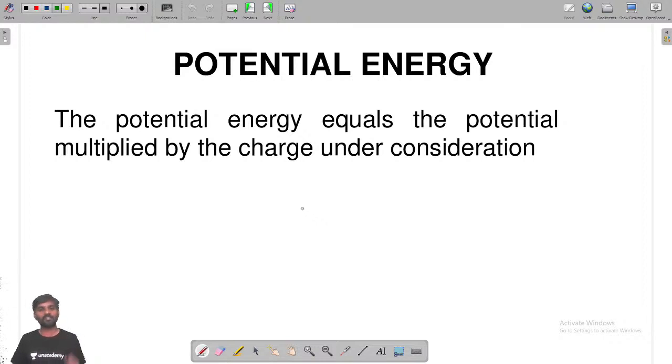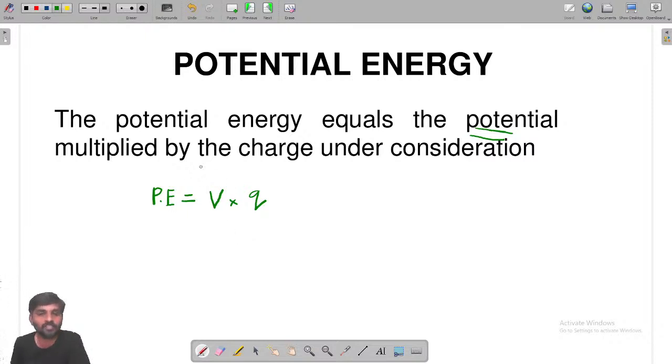So what do you mean by potential energy? The potential energy is equal to the potential multiplied by the charge under consideration. So simple, sir, this is very simple. Potential energy is equal to the potential, this potential we have just written, multiplied by the charge Q.